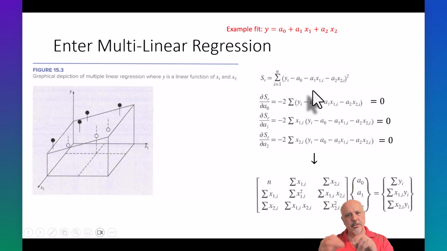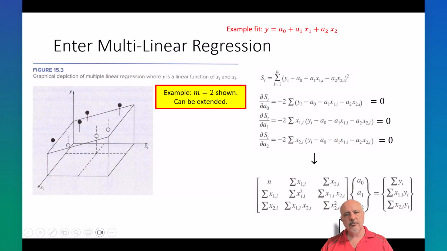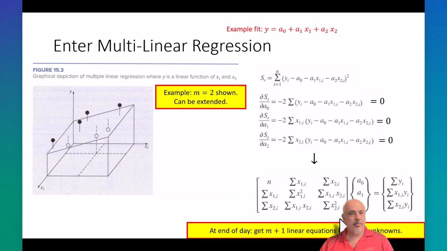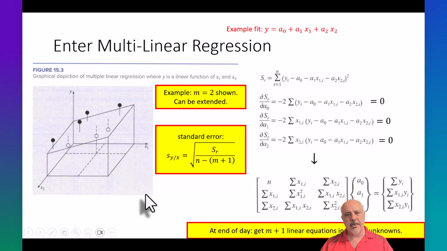So our sum of squares of residuals would look like this, and same thing. We're interested in what a0, a1, and a2 make that SR minimum, and you're just going to take partial derivatives set equal to 0, and you're going to get really an extension of what we had on the linear regression version of this. So same kind of thing as we have with polynomial, quite frankly. Just here, everything is linear, we just have multiple variables. Standard error, similar.